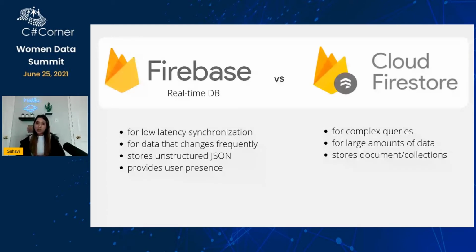Another point of asymmetry is the way your data is stored. So Cloud Firestore uses a document collection model. You start off with one document and you can introduce sub-collections to it. Whereas real-time DB stores unstructured JSON data, so you get a lot more flexibility in what you want to store. And one cool thing that real-time DB does is provide context for user presence, which lets you determine how many users are connected to your database. Cloud Firestore does not natively support this, but there are workarounds in which you can make that happen.